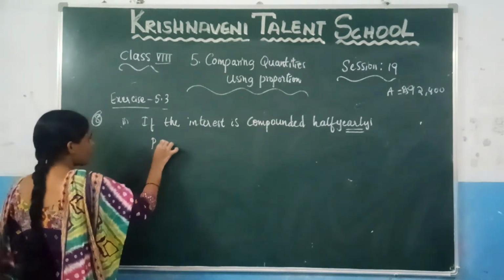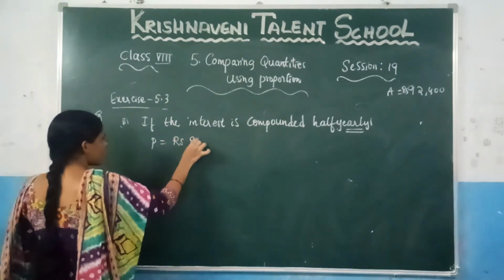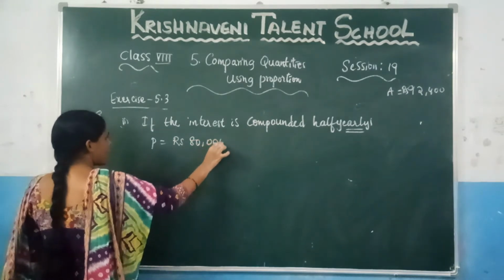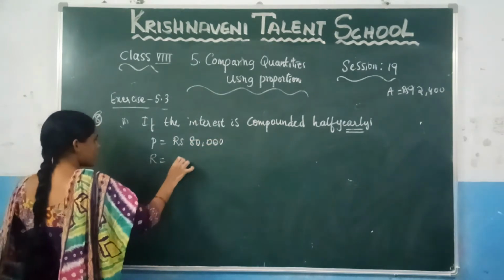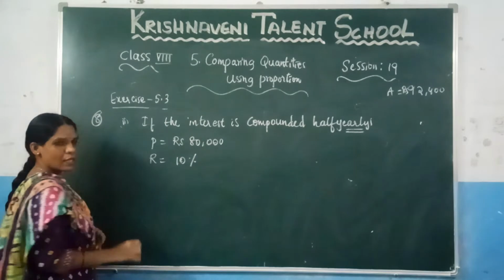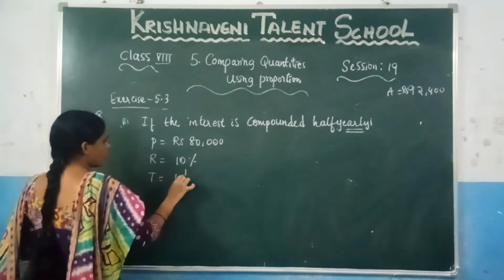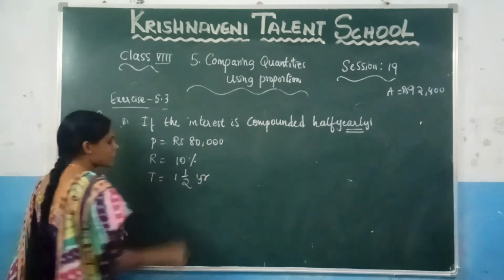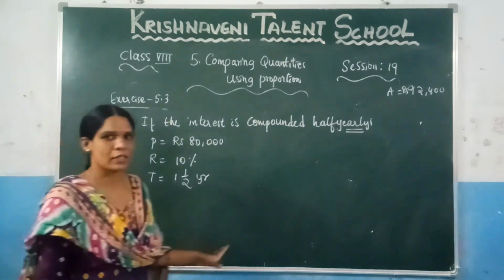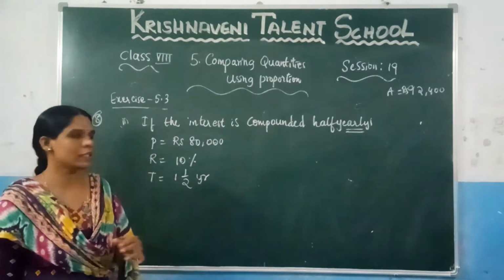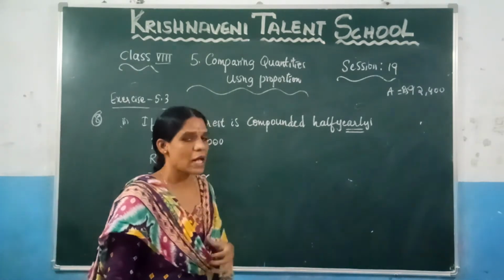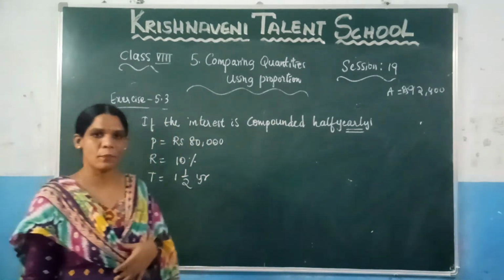So let us write it here. What is the principal amount? Which is nothing but 80,000. Right? What is the rate of percentage? 10%. And what is the time period? 1.5 years. This is the basic data they have given here. Now you need to calculate what the amount should be if the interest is compounded half yearly.